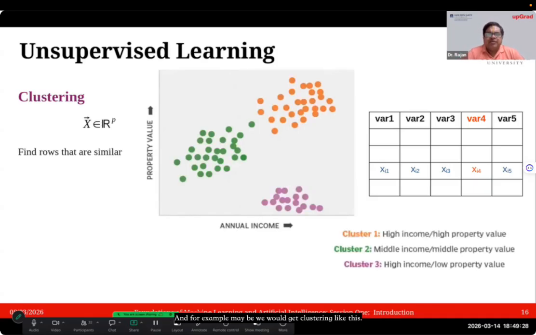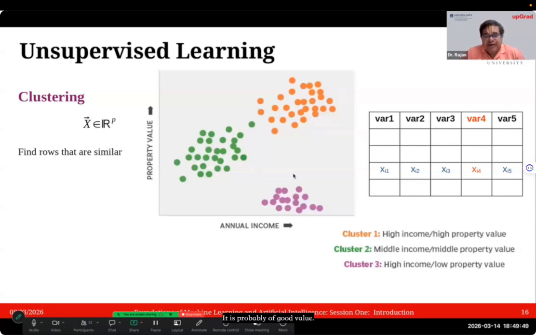For example, maybe we would get clustering like this. This is a dummy example, so don't give too much credence to it. But when we are able to do such clustering, separating them out itself might not be of too much value, right?